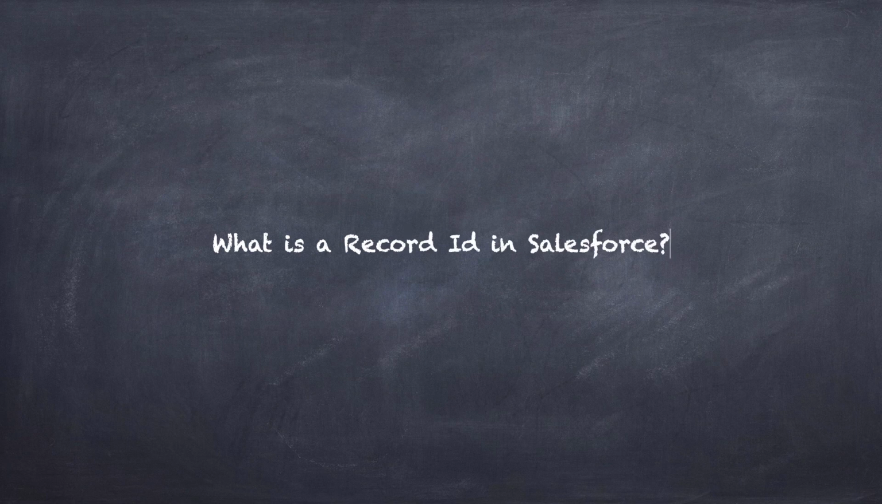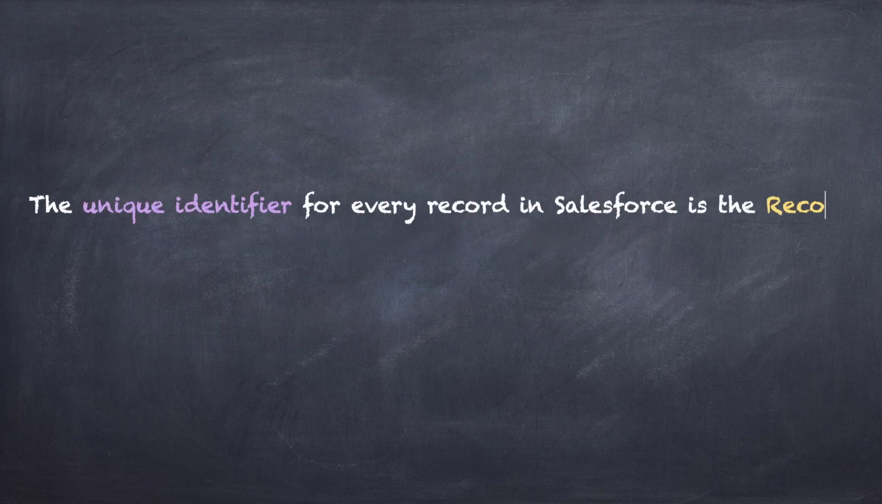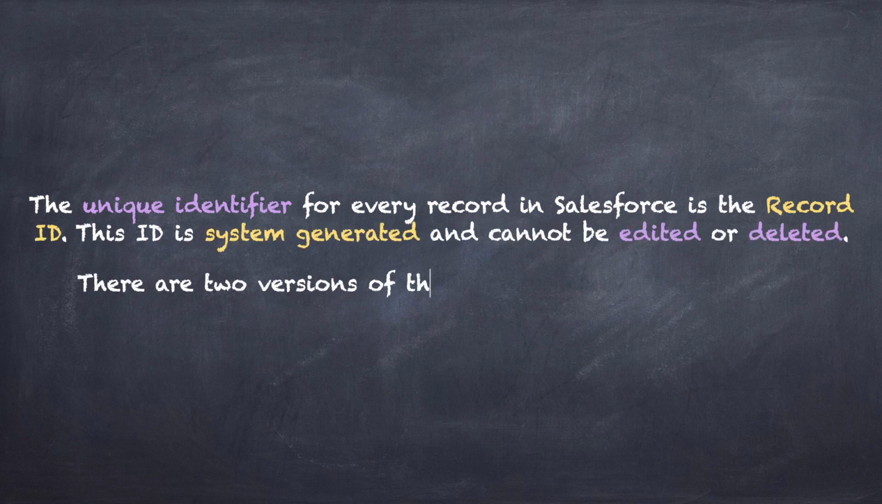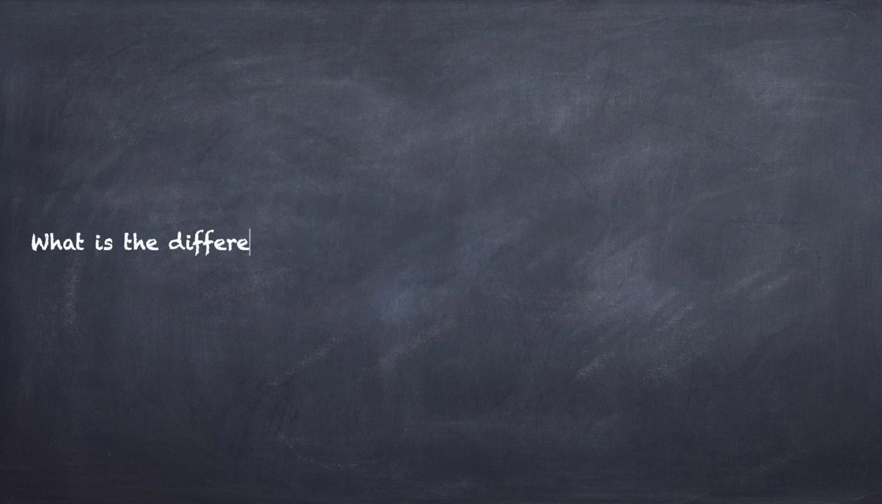What is a record ID in Salesforce? So the unique identifier for every record in Salesforce is called the record ID. This ID is system generated and cannot be edited or deleted. There are two versions for it, 15 and 18 digits.